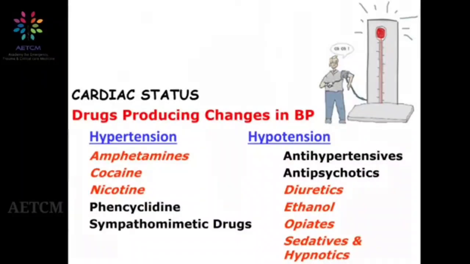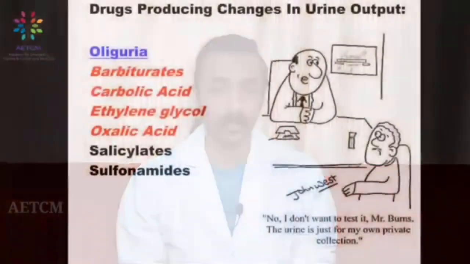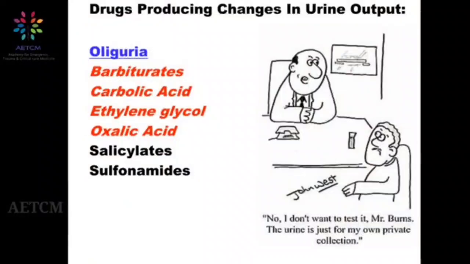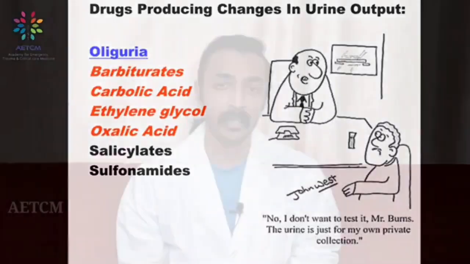The other parameter which can help us assess the cardiovascular status is the urine output. If there is a decrease in urine output or oliguria, then the common drugs you need to keep in mind are barbiturates, carbolic acids, ethylene glycol, oxalic acid, salicylates and sulfonamides. And the next key parameter is change in body temperature.